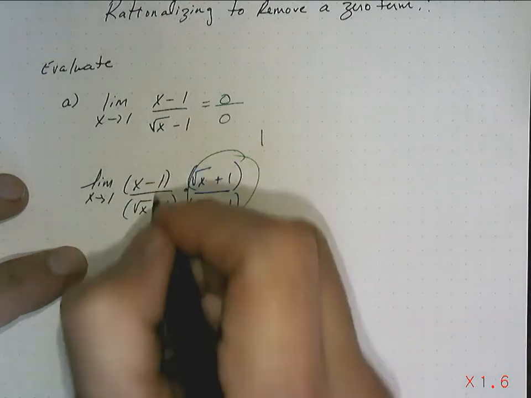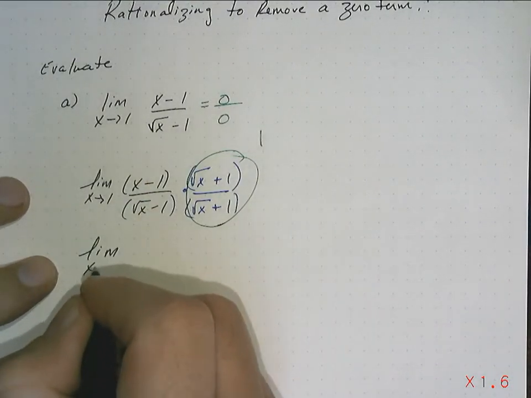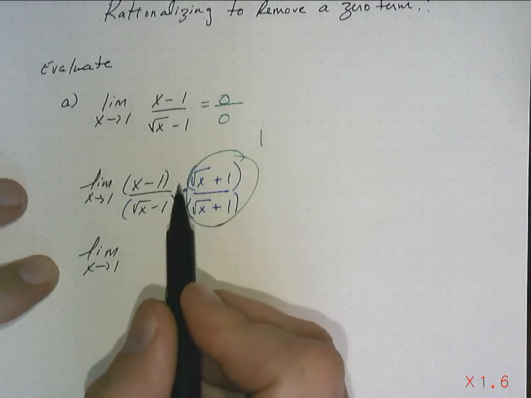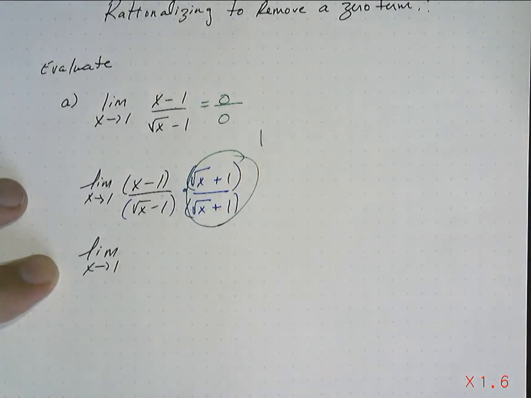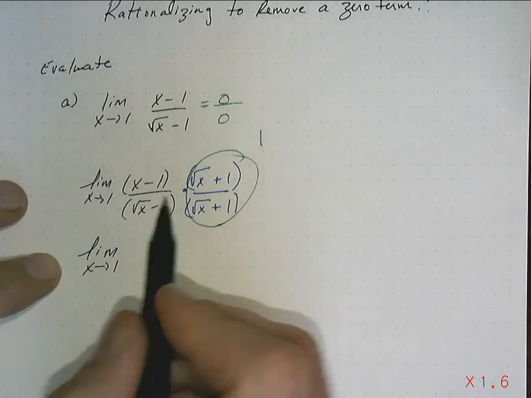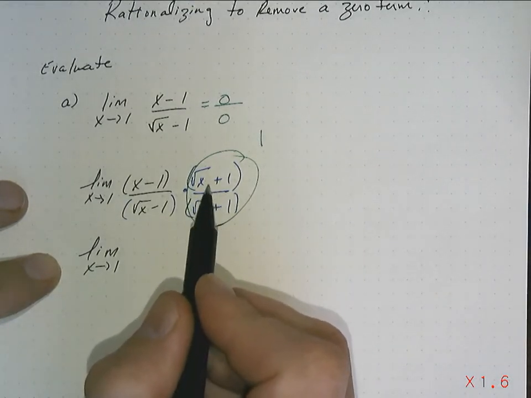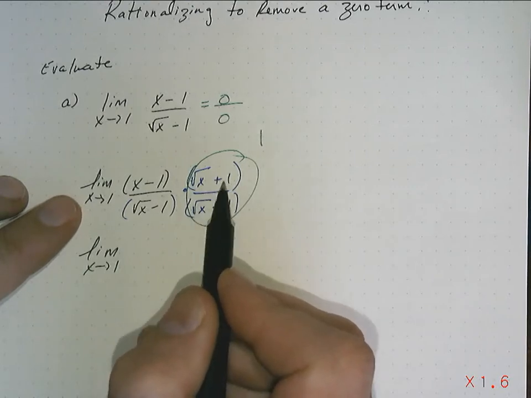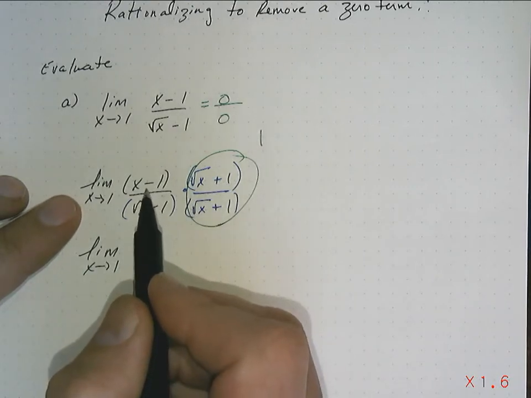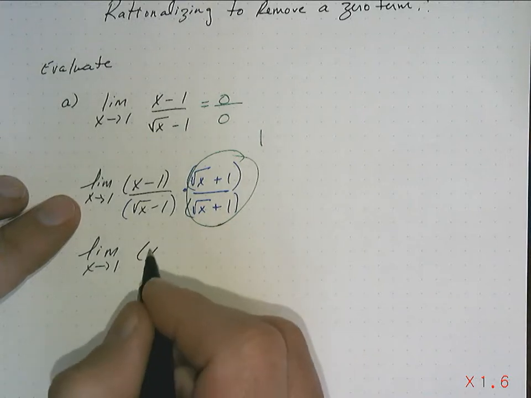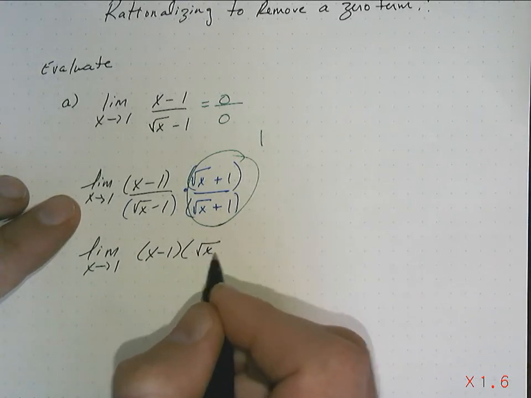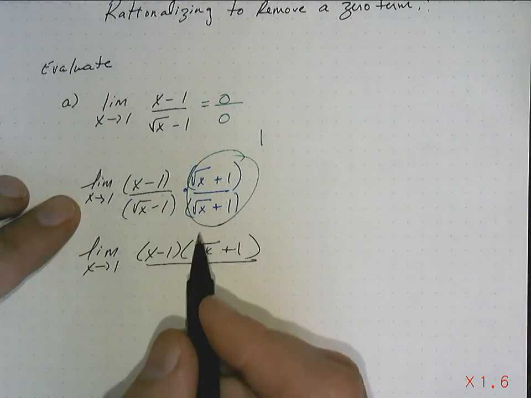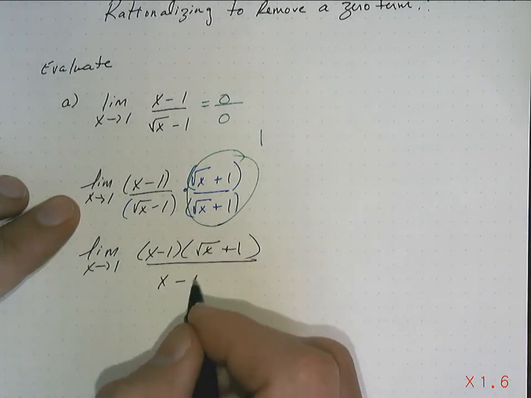So let's multiply. Now, let's be smart about what I multiply. Do I really want to multiply the top? The answer is no. I'm looking for my zero term. This is not a zero term, is it? As x approaches 1, there's no way that this is going to be a zero term. This is not my problem. This is my problem. So I don't want to multiply the top. I don't want to expand it. But the bottom I do, because that's the irrational part.